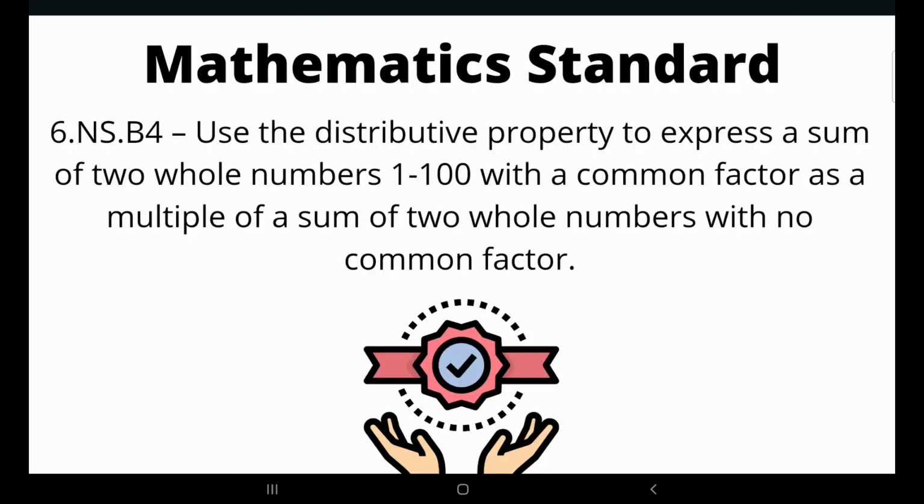Hi everyone, welcome back. Today we'll be looking at standard 6.NS.B.4. Use the distributive property to express a sum of two whole numbers ranging from 1 to 100 with a common factor as a multiple of a sum of two whole numbers with no common factor. So we'll be working with distributive property that involves no variables. Our variables will come into our next lesson.